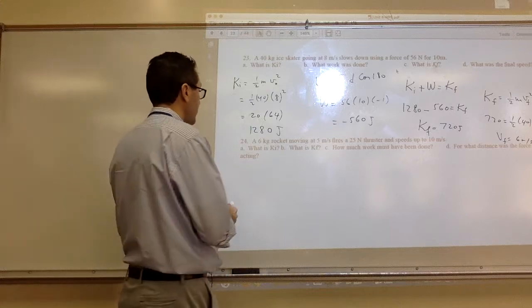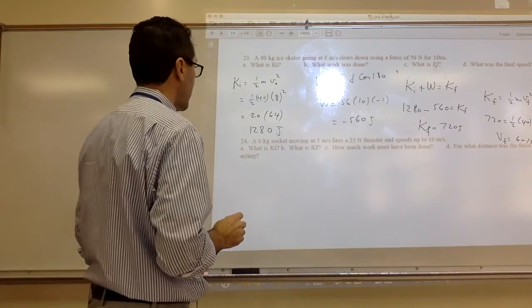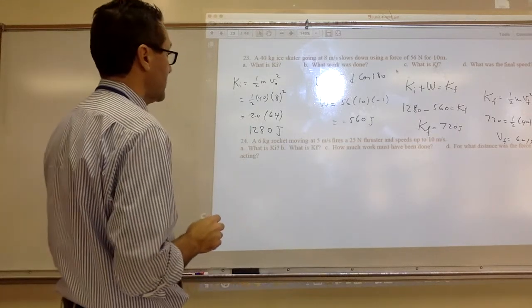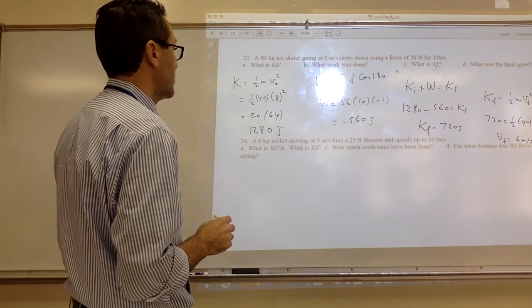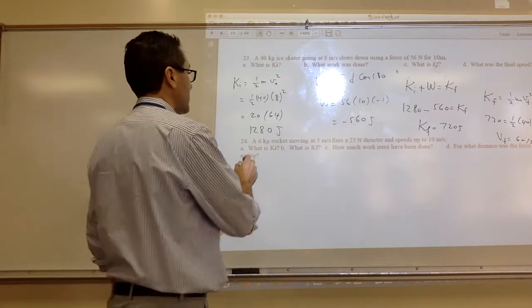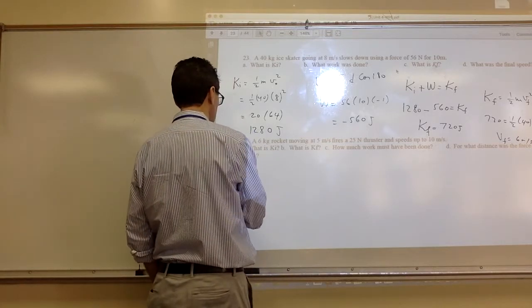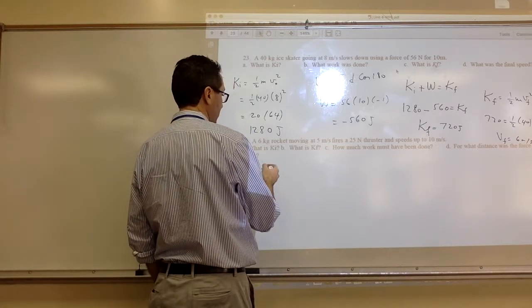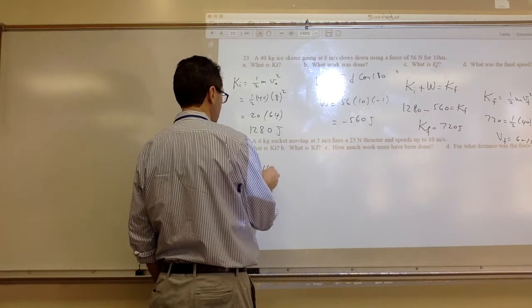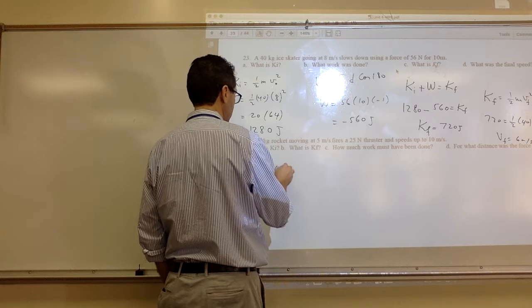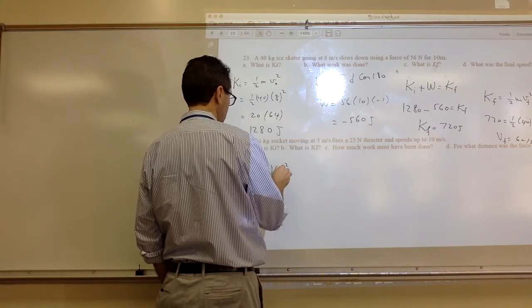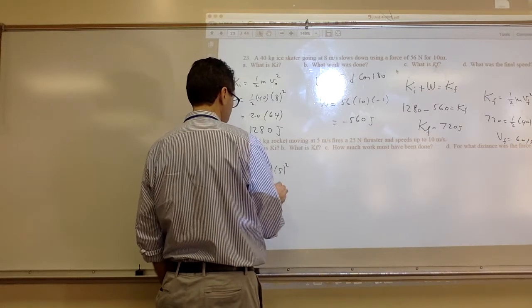Okay, number 24. A 6 kilogram rocket moving at 5 meters per second fires a 25 Newton thruster until it reaches a speed of 10 meters per second. What is the kinetic energy initial? So the initial kinetic energy, you have to write the formula, and it's 1/2 mass times velocity squared. So that's going to be 25 times 3, so 75 joules.